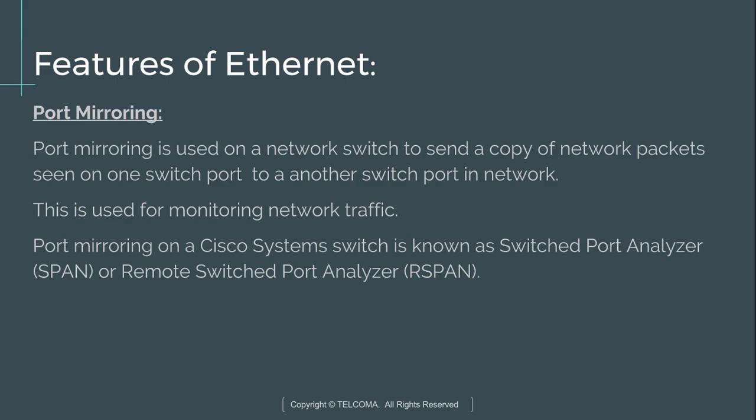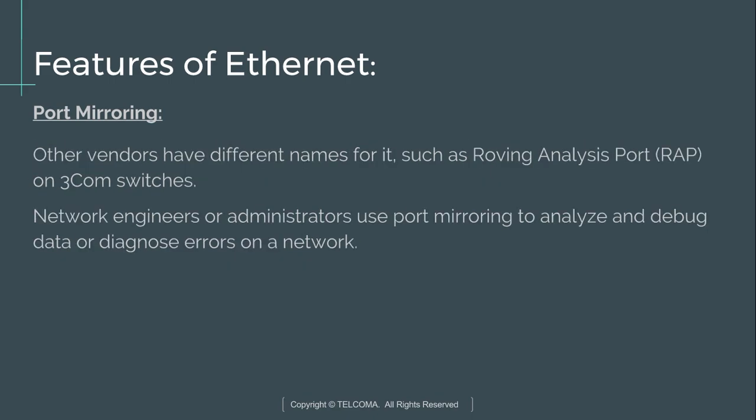Port mirroring on a Cisco system is known as Switched Port Analyzer (SPAN) or Remote Switched Port Analyzer (RSPAN). In the same way, other vendors have different names for it, such as Roving Analysis Port (RAP) on 3COM switches. Network engineers or administrators use port mirroring to analyze and debug data or diagnose errors on a network.